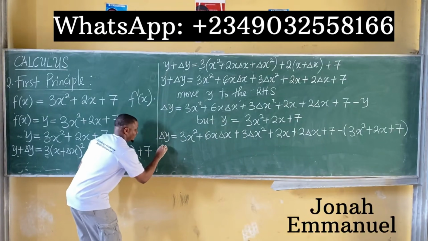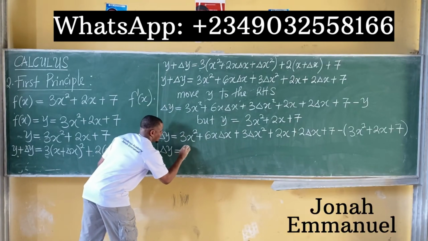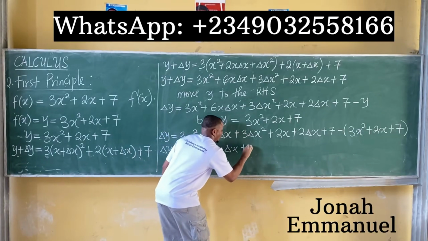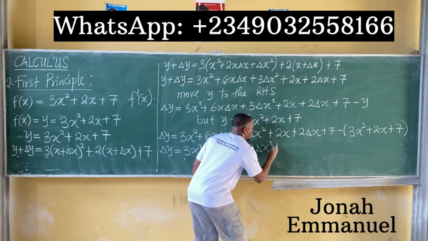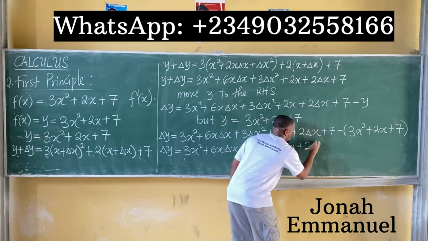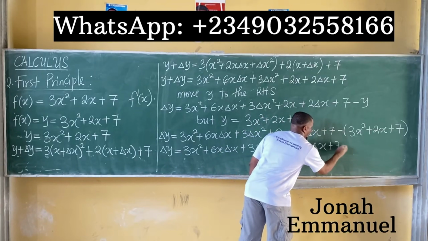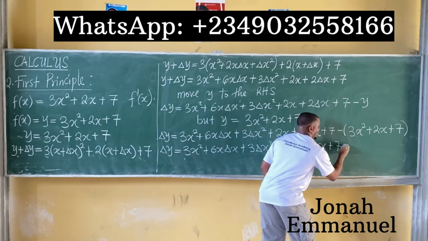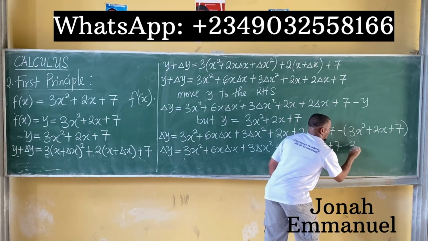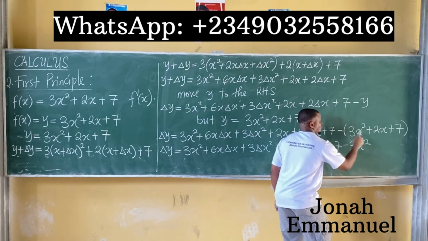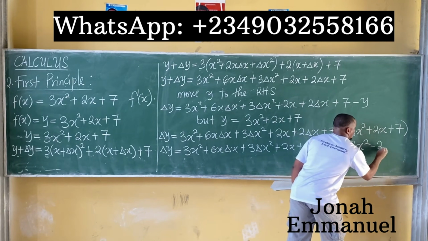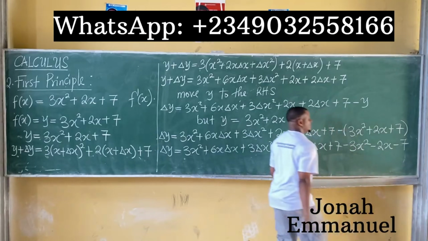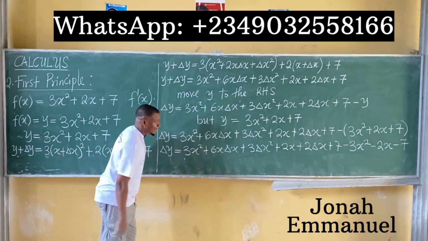Expanding this, what do you have there? Change in y equal to what there? 3x squared plus 6x change in x plus 3 change in x squared plus 2x plus 2 change in x plus 7. Use minus to expand this. What do you have here? Minus to this, what do you have there? Minus 3x squared. Minus to plus, minus 2x. Minus to plus, minus 7. Please check. Will they cancel out there?